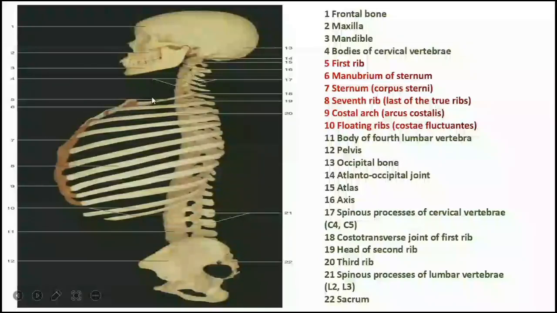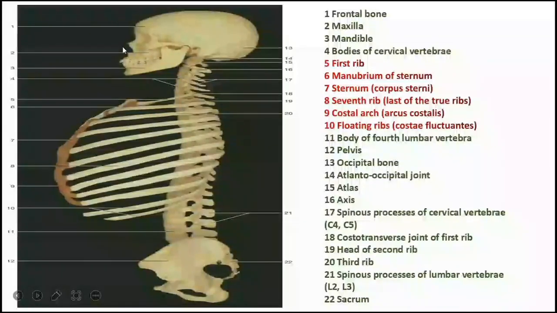So the point labeled 5 is the first rib, then 6 is the manubrium of the sternum, 7 is the sternum, and then 8 is the 7th rib, and 9 is part of the costal arch. Then finally 11, or this point, 10 I should say, they are floating ribs. The rest are the vertebral bones, the coccyx, and the skull right there.